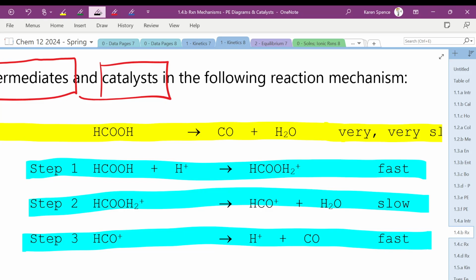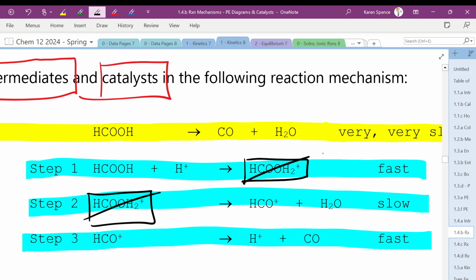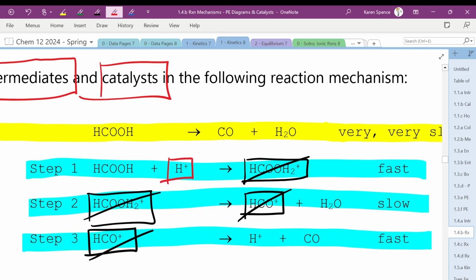Who is a reaction intermediate? HCOOH2+. Okay, we got one there. So that'll cancel out. Do we have any other reaction intermediates? HCO+. That'll cancel out. Do we have any catalysts? Yes, we have the H+. It appears first on the left and then on the right.